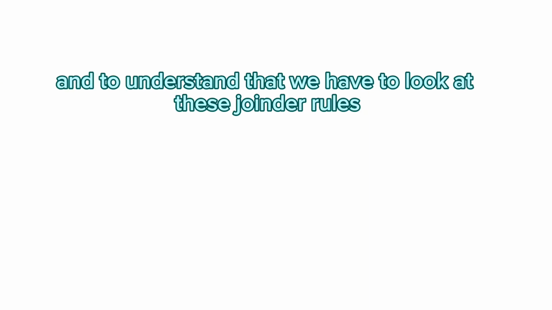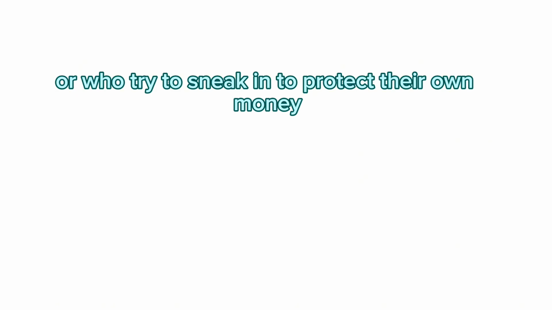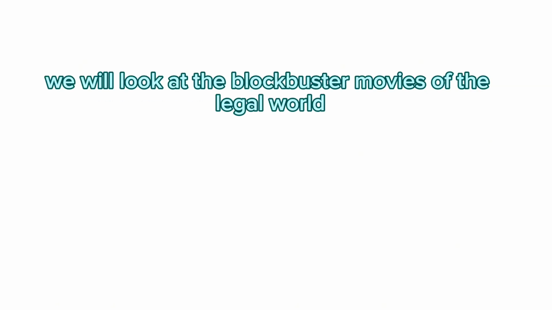And to understand that, we have to look at these joinder rules. We're going to cover, I think, 4 distinct areas today to really make sense of this. First, we'll look at joining claims, which is basically the kitchen sink strategy of throwing every accusation you have at your opponent. Okay. Then we'll look at joining parties, so who can be there versus who must be there. Then third parties, the people who get dragged in kicking and screaming or who try to sneak in to protect their own money. And then the big one. And finally, yes, we will look at the blockbuster movies of the legal world.